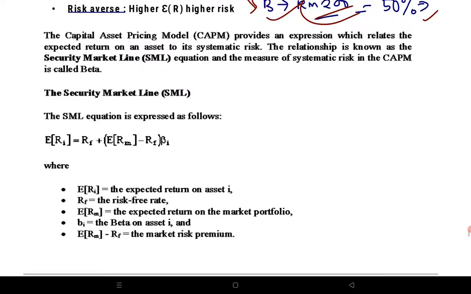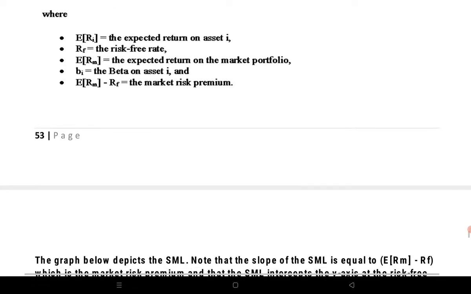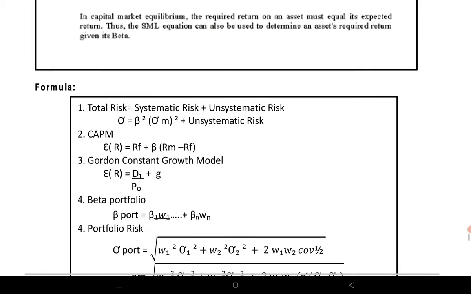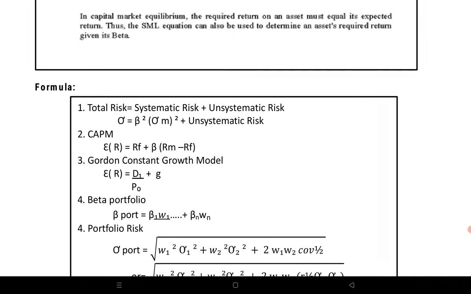So the capital asset pricing model, CAPM, tries to show you the relationship between risk and return. For this model, normally we have the calculation. This is based on the CAPM model: expected return equals the risk-free rate plus beta times the market return minus the risk-free rate. So this is the formula for the CAPM model.